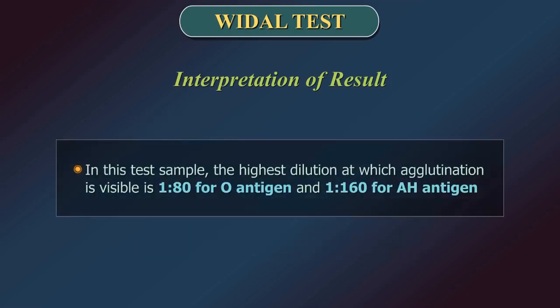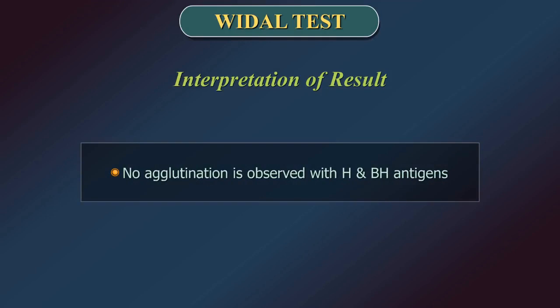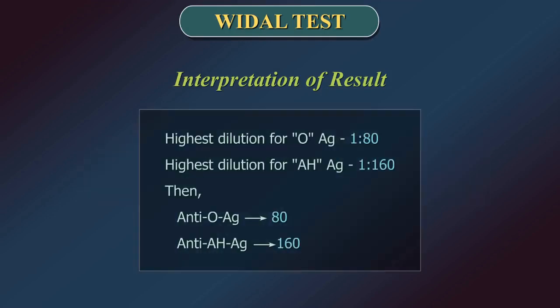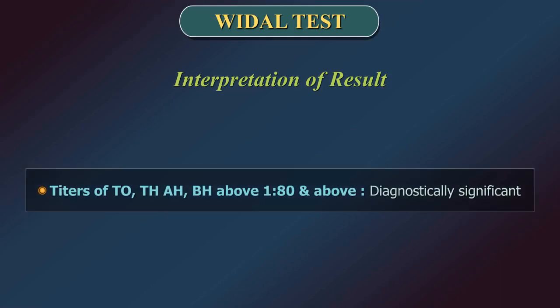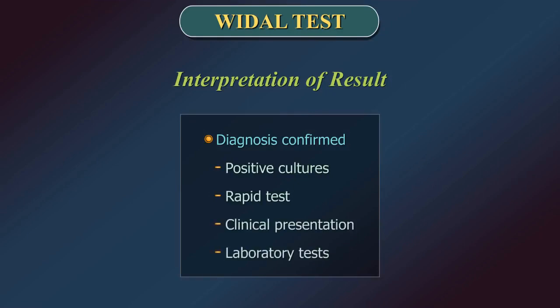In this test sample, the highest dilution at which agglutination is visible is 1:80 for O antigen and 1:160 for AH antigen. No agglutination is observed with H and BH antigens. Hence, the patient suffers from Salmonella paratyphi A infection with anti-O antibody titer of 80 and anti-AH antibody titer of 160. Titers of TO, TH, AH, and BH of 1:80 and above are taken as diagnostically significant. However, the diagnosis should be confirmed with positive cultures, rapid tests, clinical presentation, and other laboratory tests.